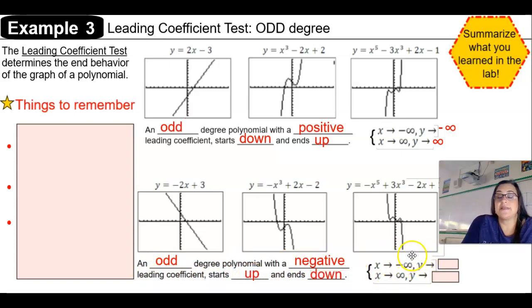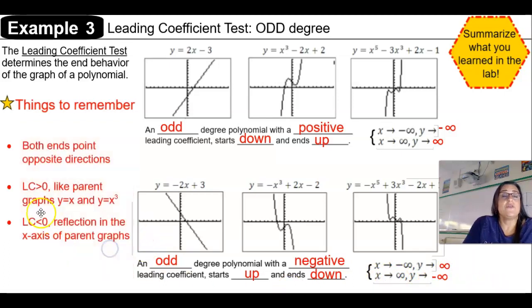So as x approaches negative infinity on the left, y is approaching positive infinity. It's headed up. As x approaches positive infinity, so this is the right end, the y is going down to negative infinity. Okay, so things to remember: when you have an odd degree polynomial, both ends will go in opposite directions. If your leading coefficient is positive, so it's greater than 0, like the parent graphs of the linear and the cubic functions, then they're going to start down and end up, just like those parent graphs.